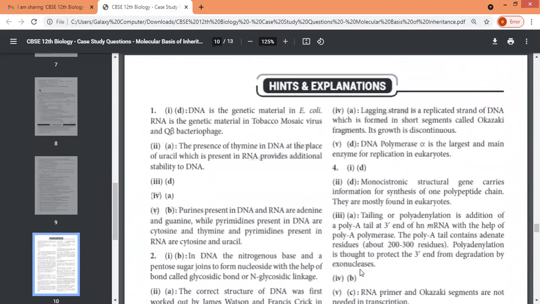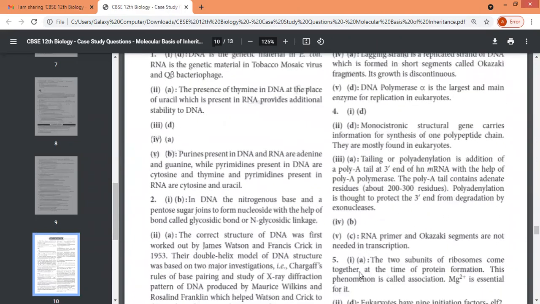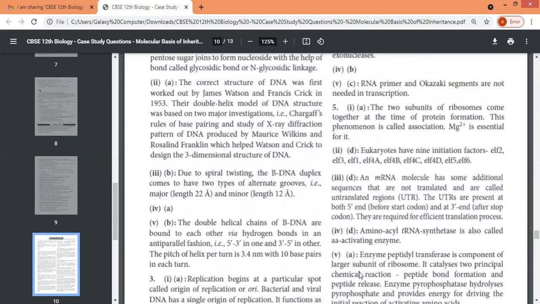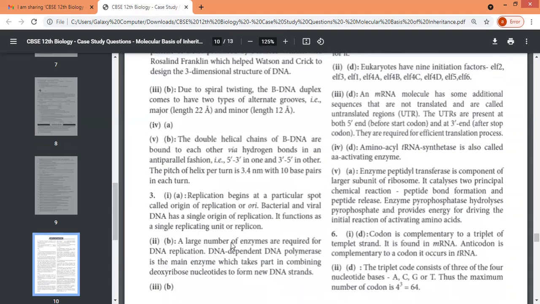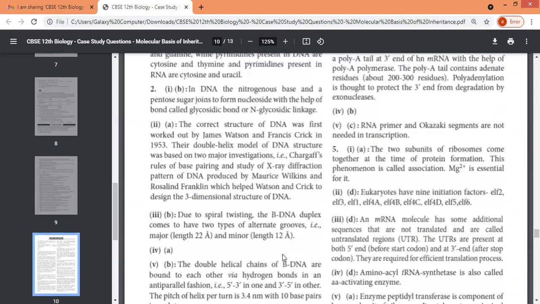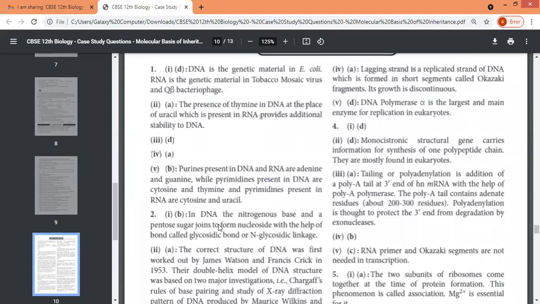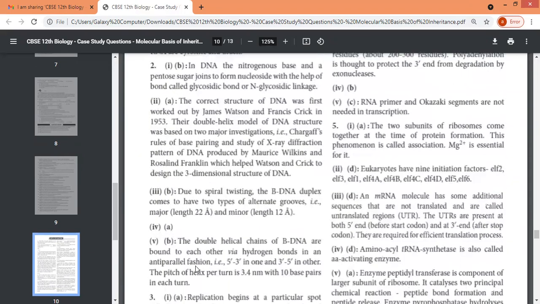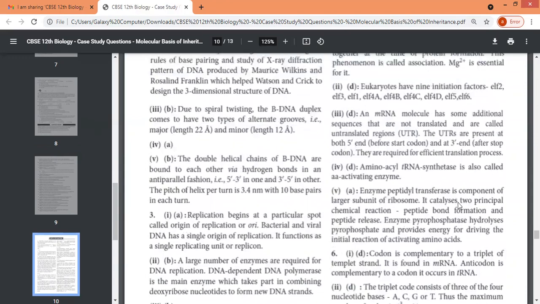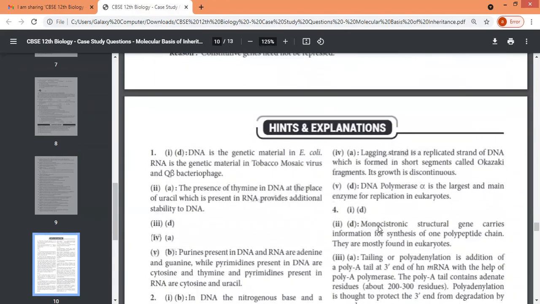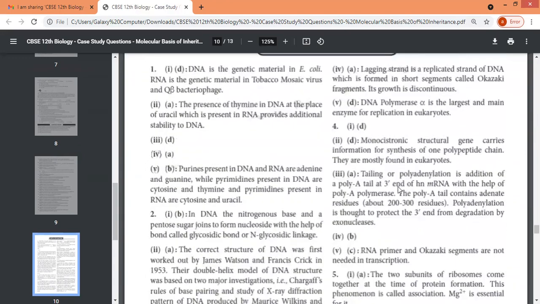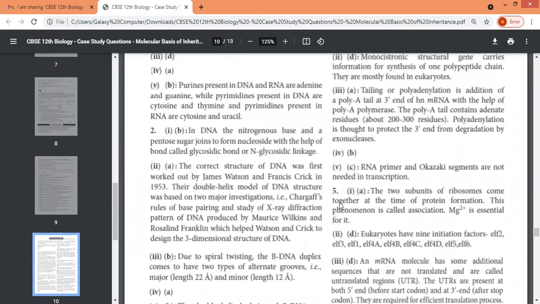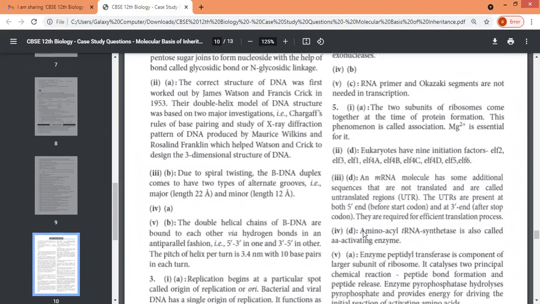Now we have the explanations from the very first question. I'll halt the video over here so that you can see it properly. First, second. Third, fourth. Then comes the third, this question. After that, fourth goes on the other side, children. As you can see, lagging strand is a replication. Here comes your fifth, and then fifth. I hope it's very clear.